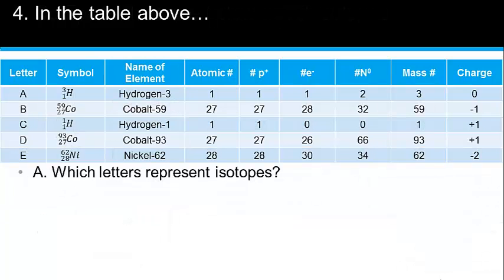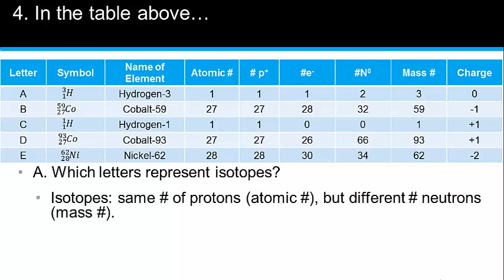Number 4 asks us, of the table that we just completed, which letters are going to represent isotopes. So an isotope is going to be something that has the same number of protons, but a different number of neutrons, which is the same thing as saying the atomic number is the same, but the mass number is different. So they have to be the same element.